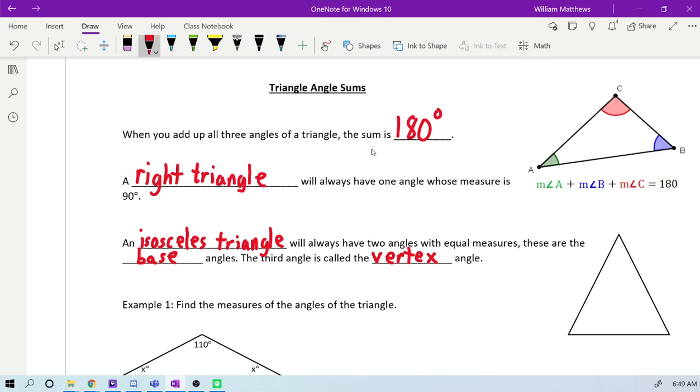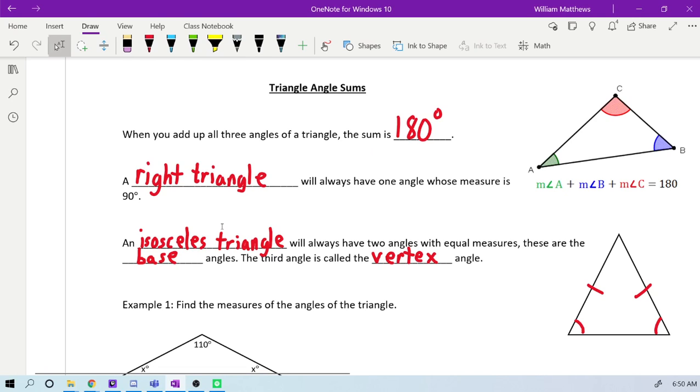An isosceles triangle will always have two angles with equal measures that are base angles. The third angle is called the vertex. So if we look at this triangle on the side, isosceles means that two sides are the same length, which also implies that the angles are the same value. We show that with the arcs, the part circles. And then our third angle at the top is our vertex, the angle that is not the same as the other two.